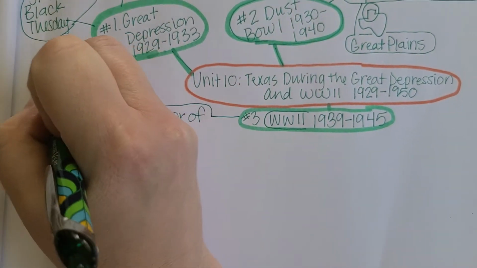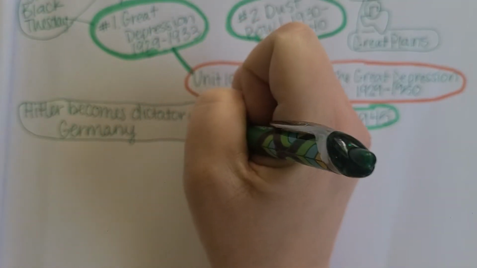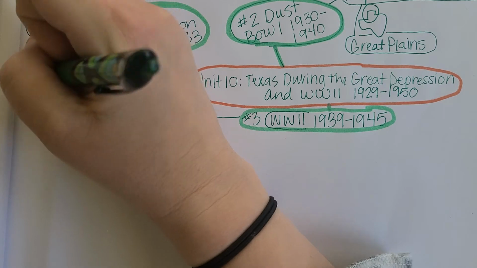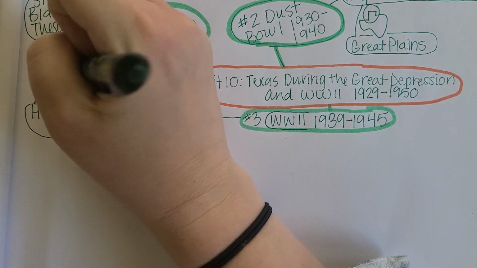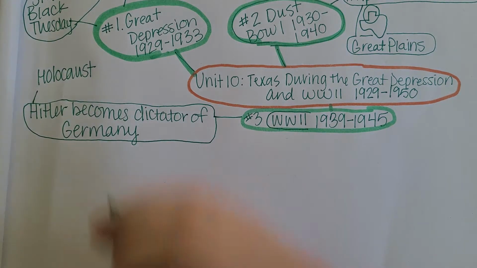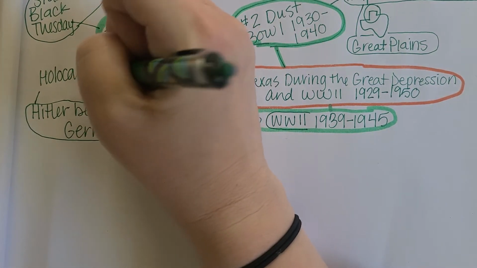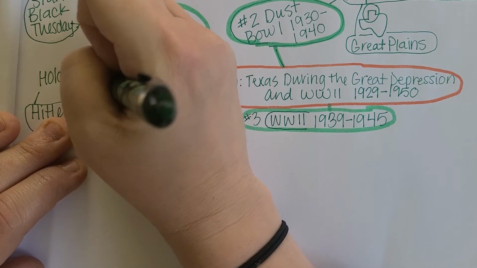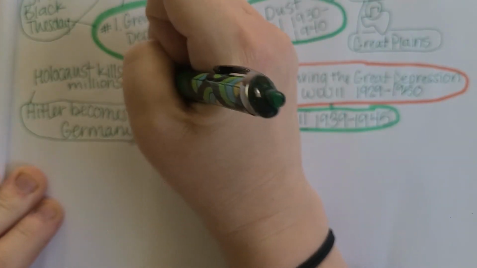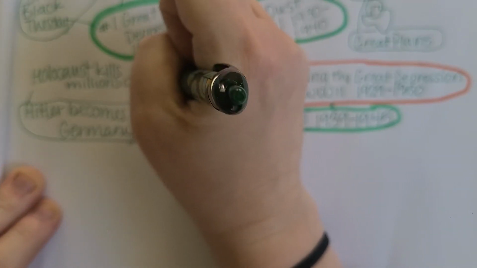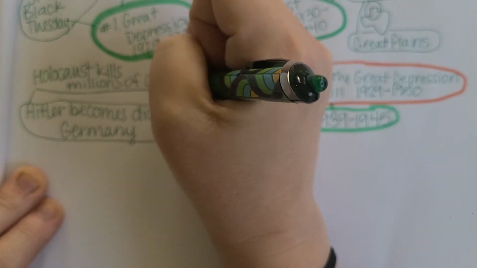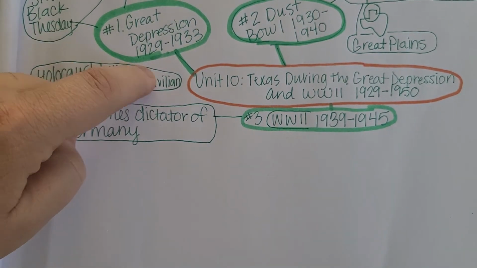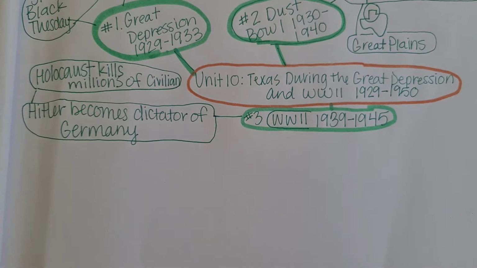Okay, Hitler becomes the dictator of Germany. That is what leads to World War II. And when he does that, he starts the Holocaust. During the Holocaust, there are millions of civilians killed. A civilian is someone that's not associated with the military. So there's really no reason to kill civilians of a country because they're not trying to fight. So he's killing civilians that are not trying to fight him.